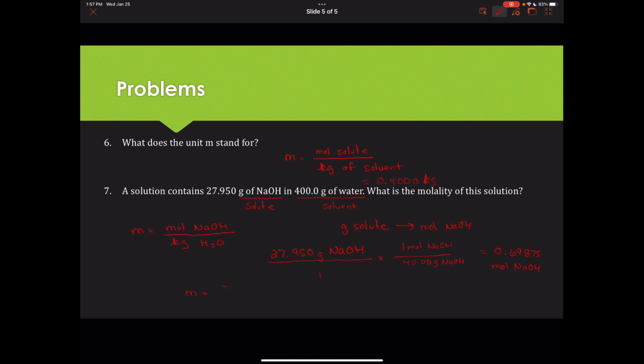So my molality is 0.69875 divided by 0.4. Looking at my significant figures, the 0.69875 has 5 significant figures. The 400 grams converted to kilograms has 4 significant figures. My answer is going to need 4 significant figures. So we're going to get 1.747 molal.